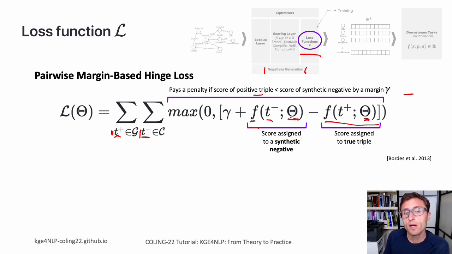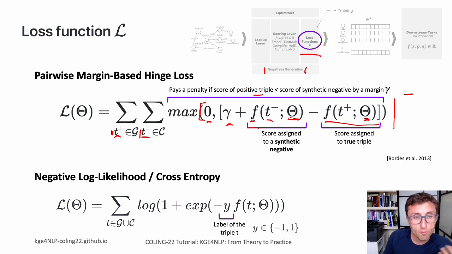And then we compute the maximum between 0 and the subtraction between these two scores, plus factoring in a margin gamma. So the goal is that if the difference between these two scores is greater than gamma, then we don't pay a penalty, otherwise we do. And the optimization procedure that we carried out with stochastic gradient descent optimizes for this objective.